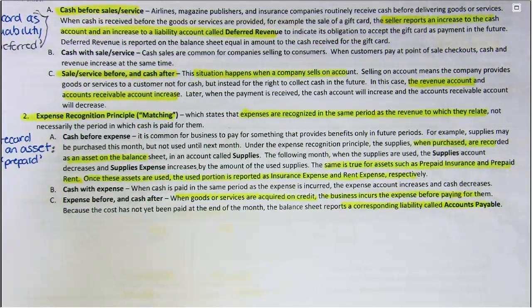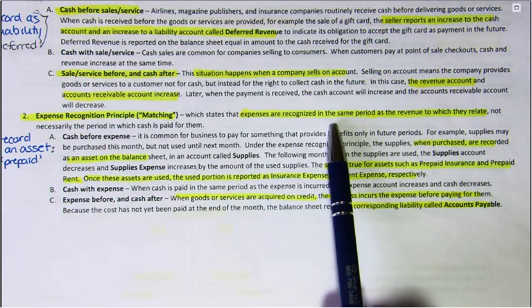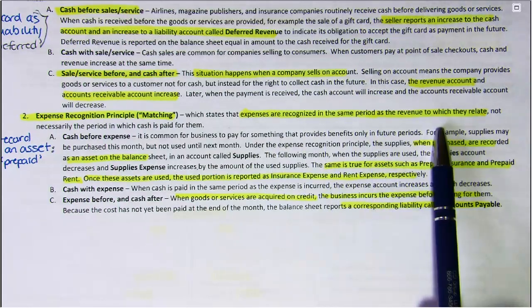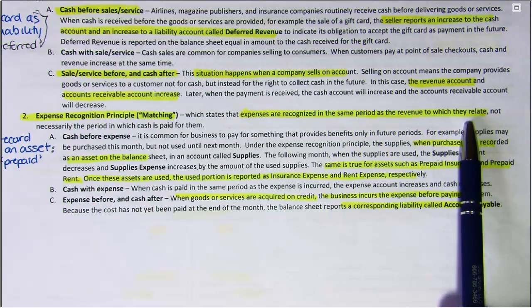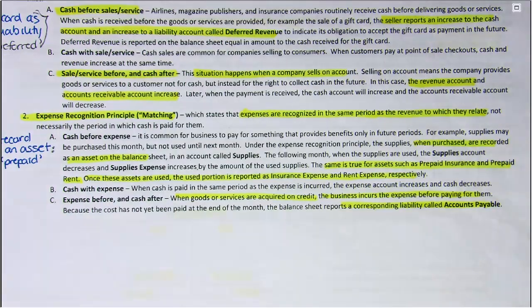The expense recognition principle, sometimes called the matching principle, states that expenses are recognized in the same period as the revenue to which they relate, not necessarily the period in which cash is paid for them. It used to be called the matching principle for that reason. Match the expenses against the revenues that they help to earn. Usually that happens when you incur the cost. Incur means to receive the benefit of the cost.